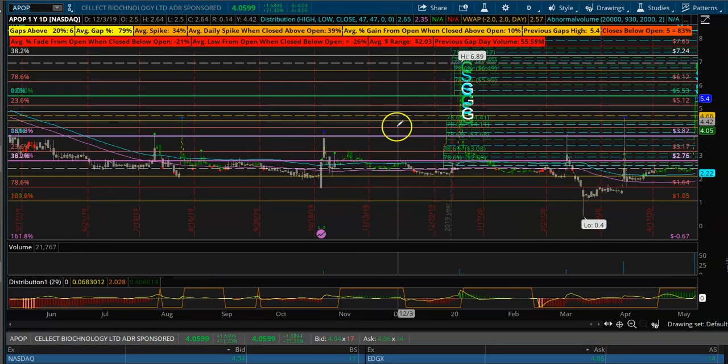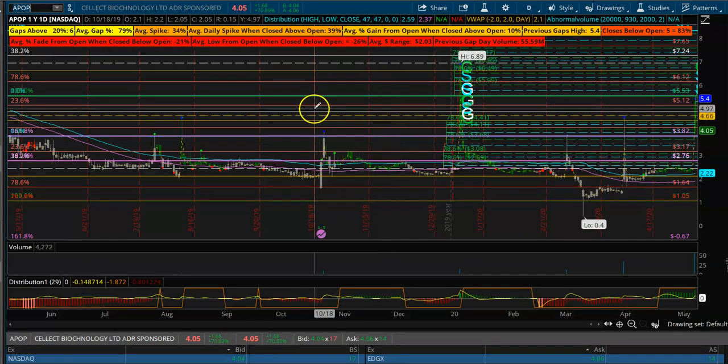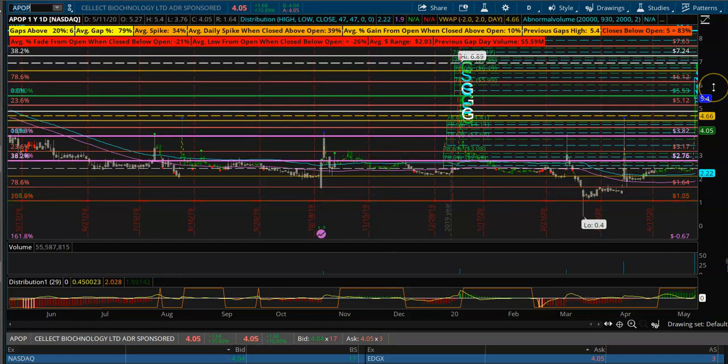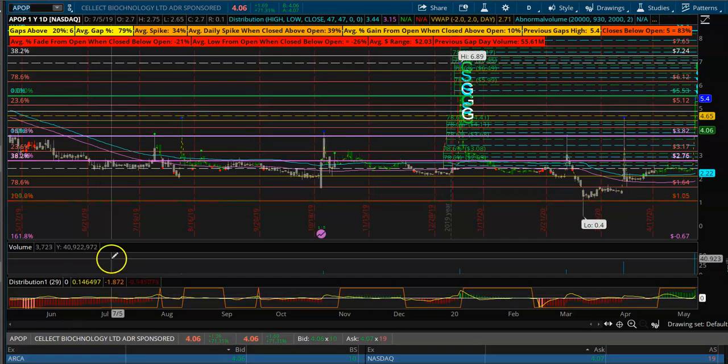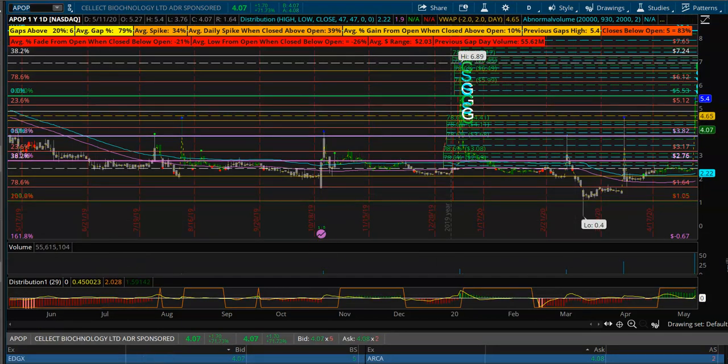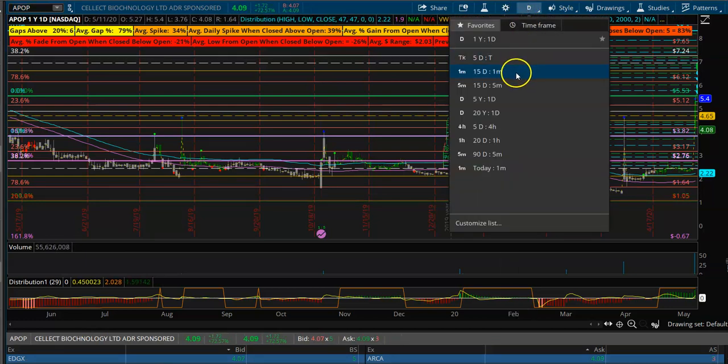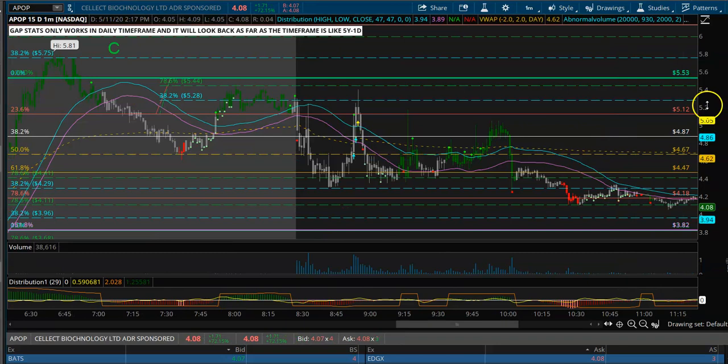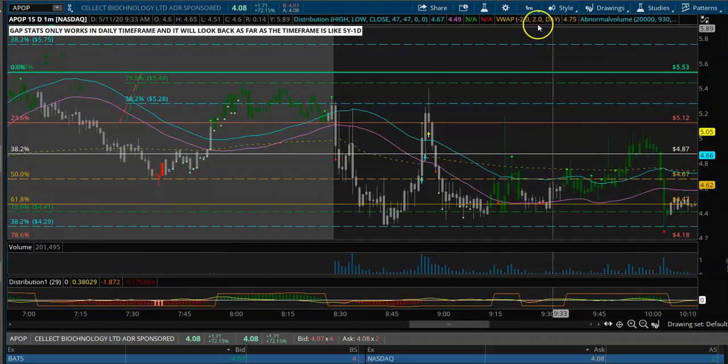So one thing that I like to do first off is check the gap stats. Now, do the gap stats serve as a guideline? Yes. Are they 100% accurate? No. But it gives you a great idea of the company's history, what the company does when it presents itself with a gap. And that's very important. So let's take a look at the intraday chart, and I'm really going to talk about what I felt was the most important.